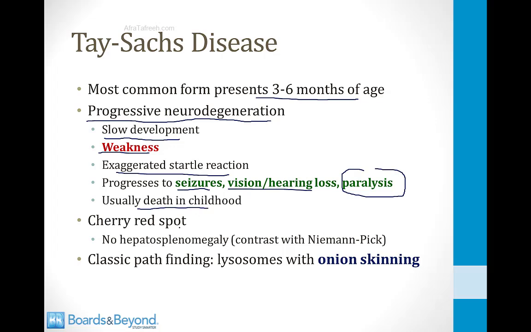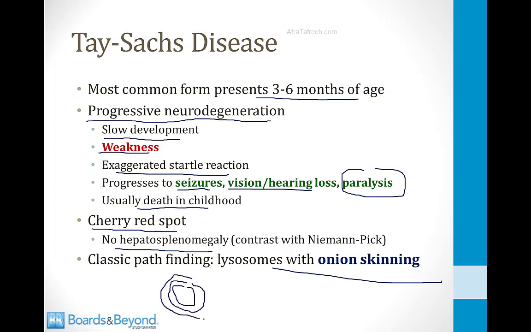Much like Niemann-Pick, there is also a cherry red spot seen in Tay-Sachs disease, but in contrast with Niemann-Pick, there is no liver or spleen involvement in Tay-Sachs disease. It is purely a neuro condition. And a classic pathologic finding is to see lysosomes with onion skinning. This is usually seen under electron microscopy, where you have cells heavily zoomed in, and you will see circles inside of the lysosomes that look like the skin of an onion. And you can Google this online or look in pathology textbooks, and you'll see examples of the onion skinning in Tay-Sachs.